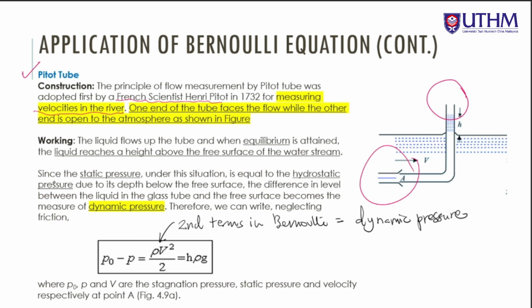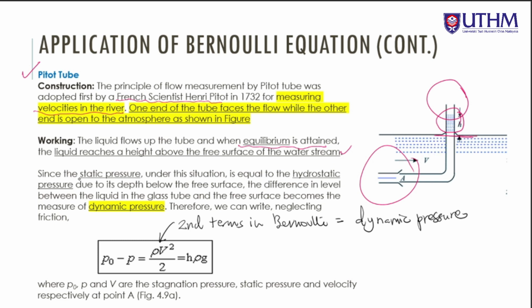So how does it works? So the liquid will flows up the tube when equilibrium is attained. So macam kita nampak dekat sini akan ada fluid yang naik kan, and the liquid reaches a height above the free surface of the water stream kan. Dia akan lebih tinggi daripada free surface of the water stream.